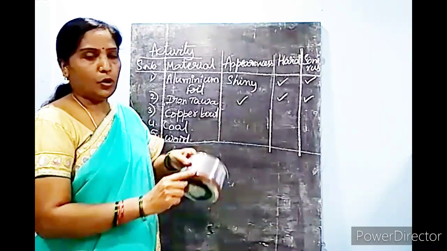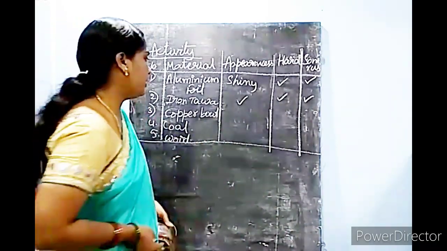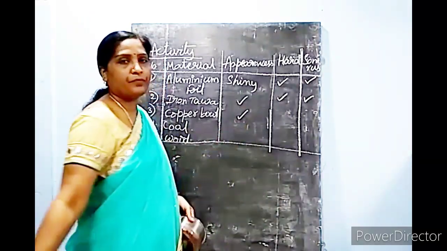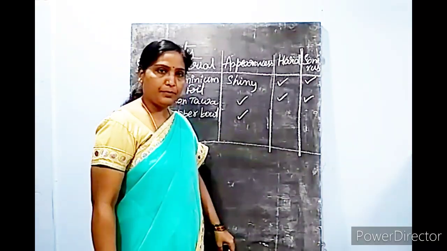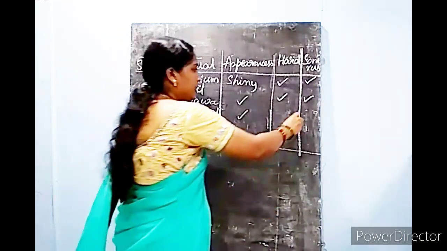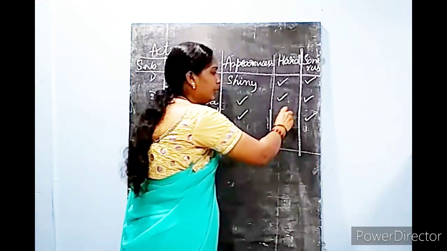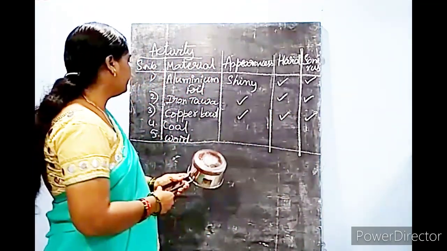And next one is a copper bowl, copper metal. You take it, the copper. So is it looking shiny? Yes, it is shiny. And it also makes some sound when we beat it with another metal. So it is sonorous. And it is also hard in nature.